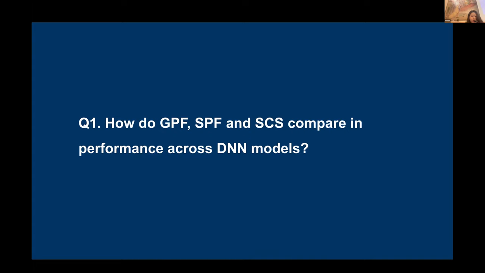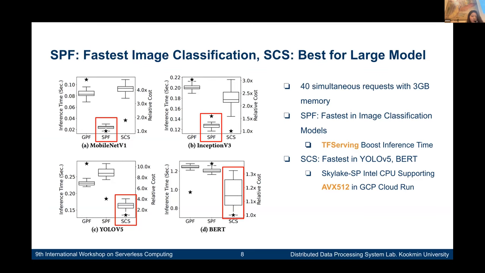First, let's explore the utility of GPM, MPM, and SCM in the general world. The experiment involved four instruments requests with 3 GB of allocated memory. The image classification model exhibits a similar pattern with SPM showing the fastest inference time. SPM inherently supports TF serving, contributing to improved inference time due to the optimization of model serving. For YOLO V5 and BERT, SCN demonstrates the fastest inference time. According to the investigation results, the outstanding performance is attributed to the latest generation's Skylake SP CPUs provided by GCP Cloud. This CPU supports AVX 512 instruction capabilities, leading to significant performance improvement.